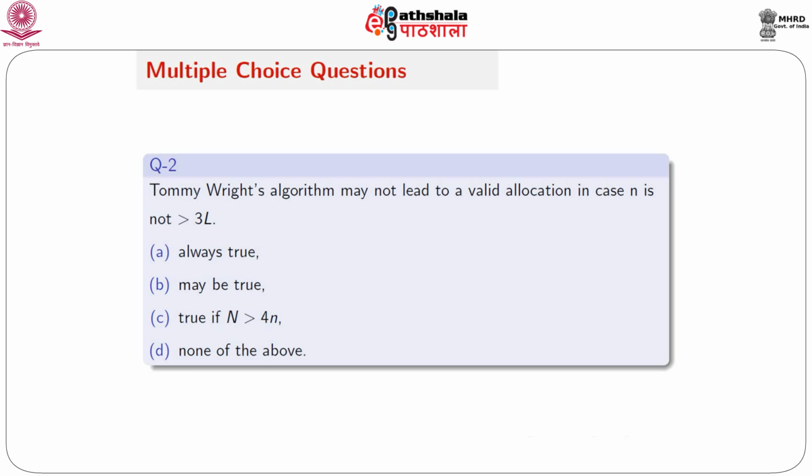So if small n is more than 2L, that's good enough for us to impose 2 from every stratum. That takes care of 2L, and the excess number n minus 2L we can use Tommy's algorithm to allocate. Therefore, it is true that we don't need n greater than 3L; n greater than 2L is good enough for you to come up with a valid allocation, if valid allocation means that you should have at least 2 observations per stratum. What is the next one?